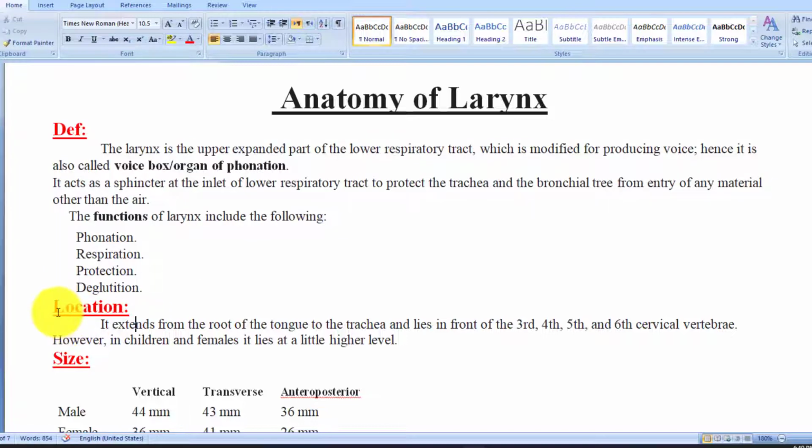Now what is the exact location of the larynx? The larynx extends from the root of the tongue to the trachea, in front of the third, fourth, fifth, and sixth cervical vertebrae. So it starts at the level of C3 and ends at the level of C6 vertebra. However, in children and females it is a little bit higher in position.